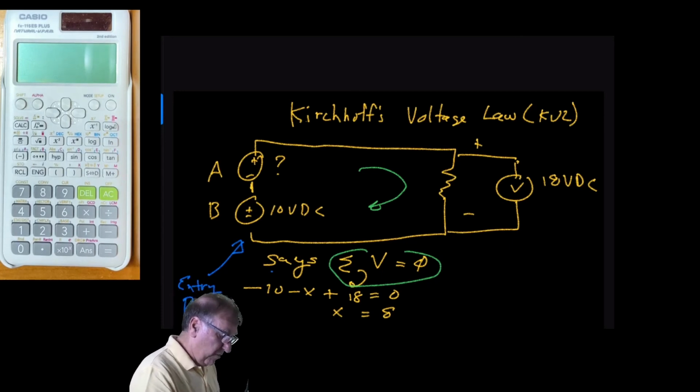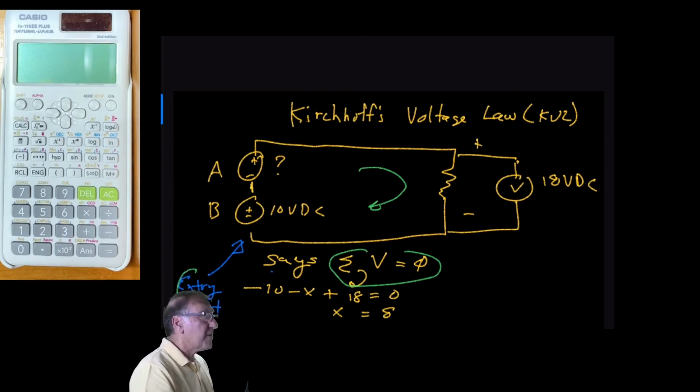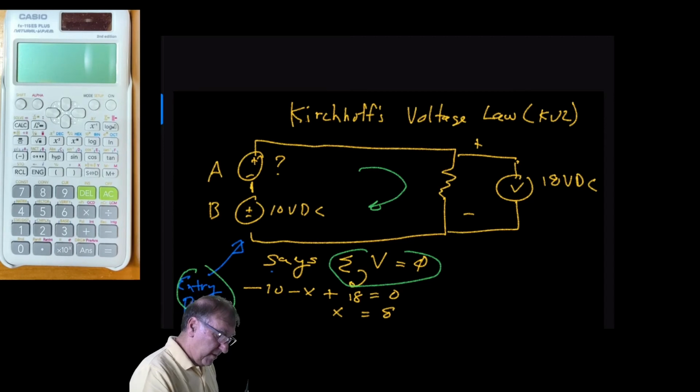So in this case, we're going to pick an entry point here. If I get out of the picture here, and we'll go around the loop in a clockwise direction in this case, and we'll start with minus 10 minus x, since this is the unknown here, plus 18 equals 0. Solving for x equals 8.